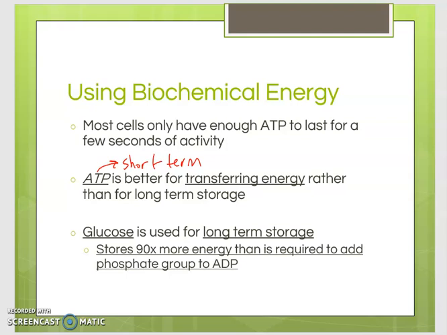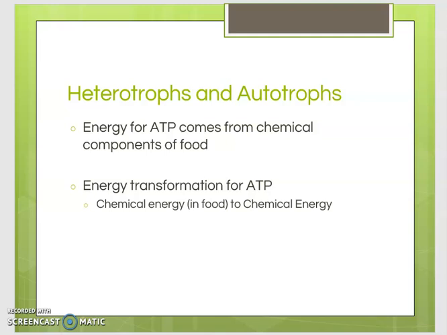Glucose, though, is used for long-term energy storage. Glucose is made during photosynthesis. It's going to store 90 times more energy than what ATP is going to store. And so glucose is important because this is how the energy will be present in organisms for the most part, and then organisms will go through cellular respiration to break glucose down into ATP. The energy for ATP comes from the chemical components of food, so it's breaking down the chemical energy in food or in glucose into chemical energy in the form of ATP.